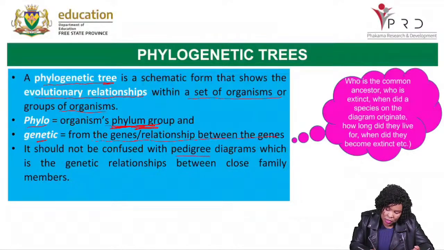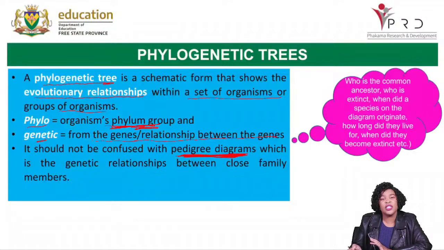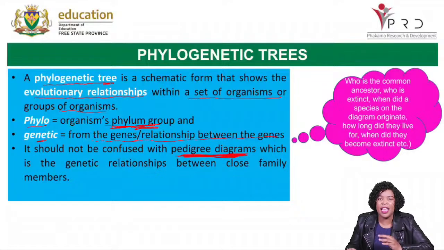Then you should not confuse it with the pedigree diagram. Pedigree diagram, you remember, we use it when we do genetics. The one that you use in evolution is a phylogenetic tree.